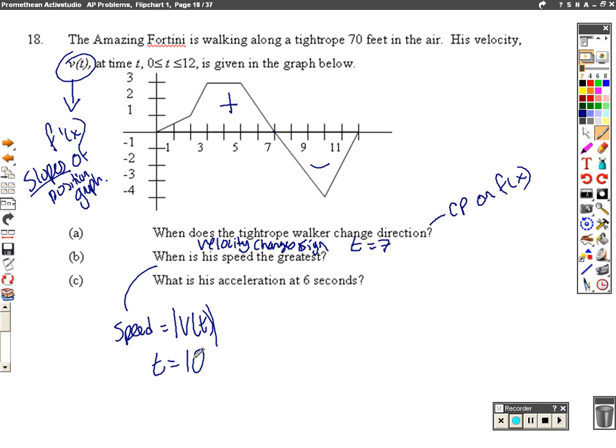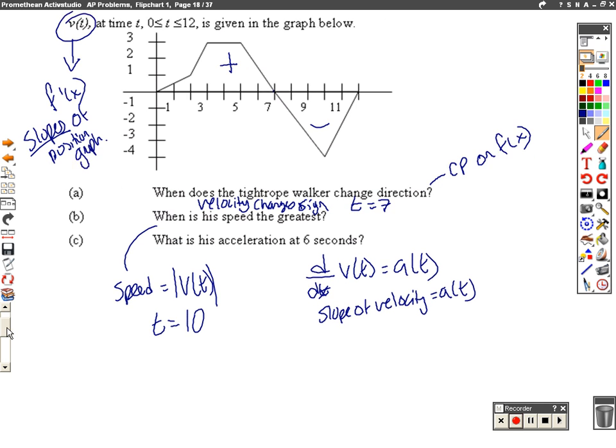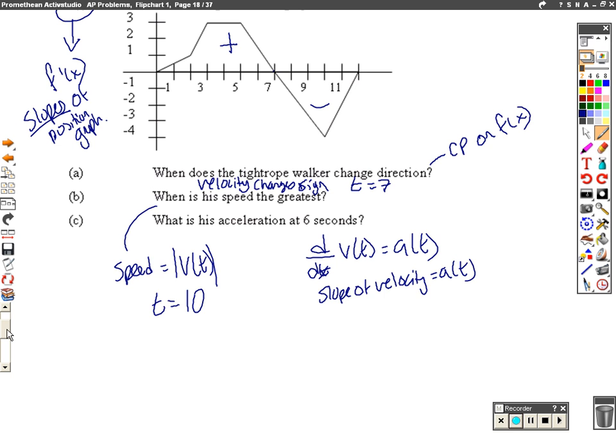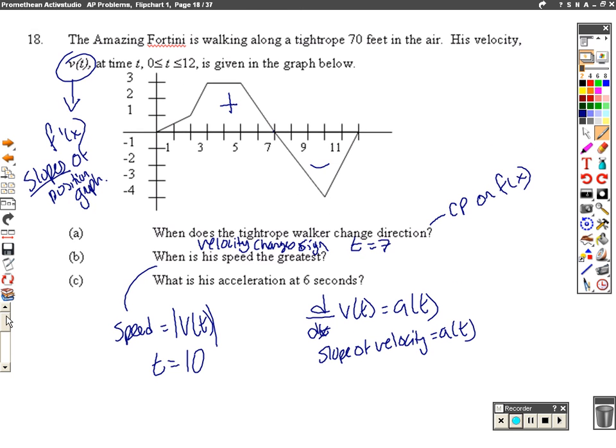All right, finally, what is his acceleration at 6 seconds? Well, the derivative d dt of velocity is equal to acceleration. What this means is the slope of velocity is equal to acceleration. You can think of it like we're really talking about the second derivative here. So what's his acceleration at 6 seconds?